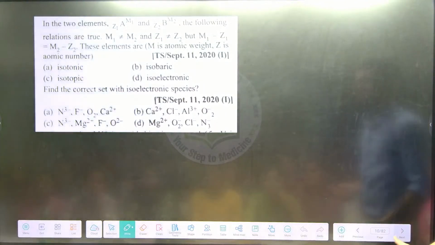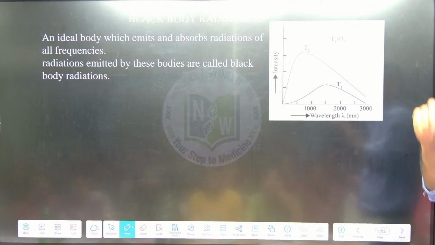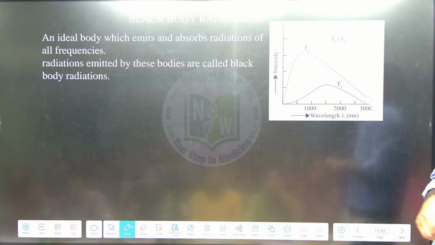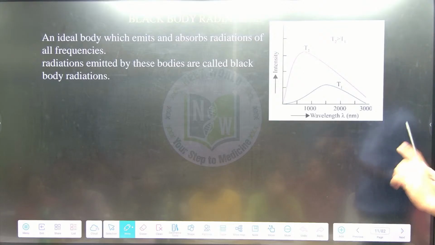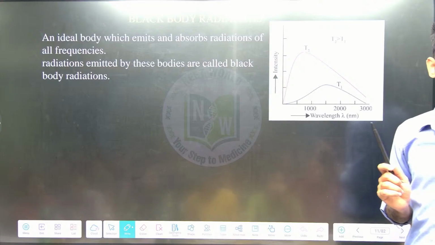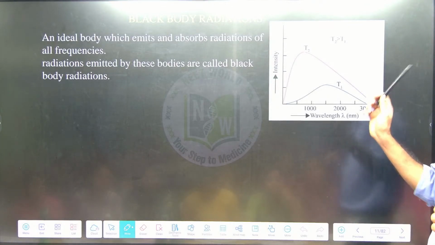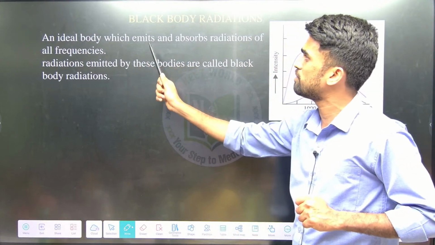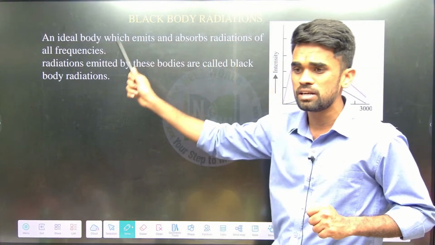Okay, next. Black body radiation, again the same thing you are going to study in physics. Okay, so now what is this? I just give you some basic idea. I don't want to go into detail because there you will study something like Wien's displacement law, along with that. See what they are saying: an ideal body, black body means what? An ideal body which emits or absorbs all types of radiations at all frequencies.